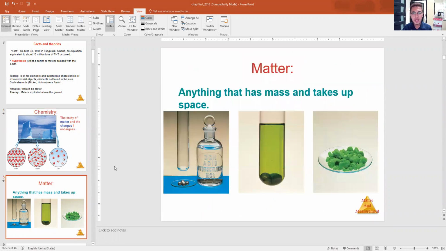So, matter is anything that has mass and takes up space. Previously, what we learned is that matter is anything that has mass only. But right now, we need to know that matter should be anything that has mass and should take up space, or has space. So anything you can see that is heavy and occupies space is matter.